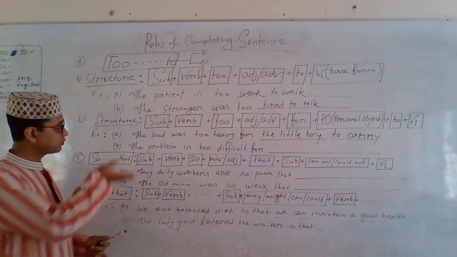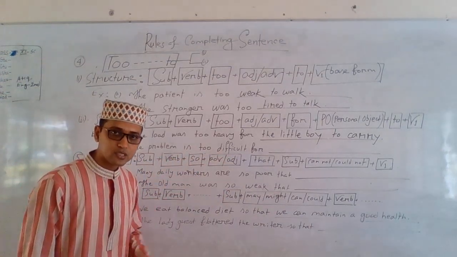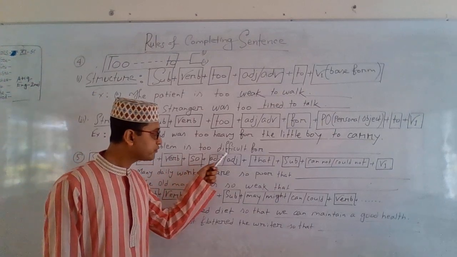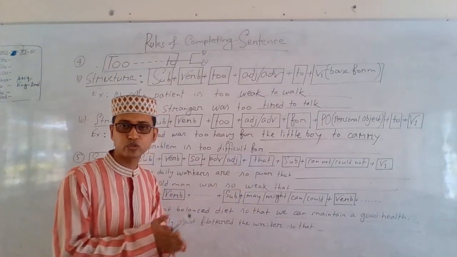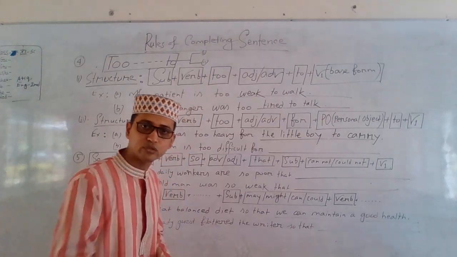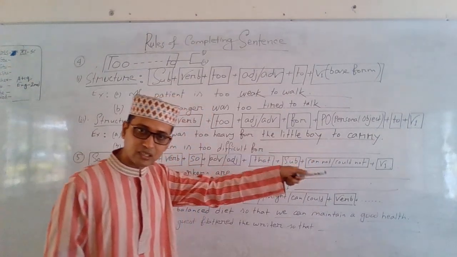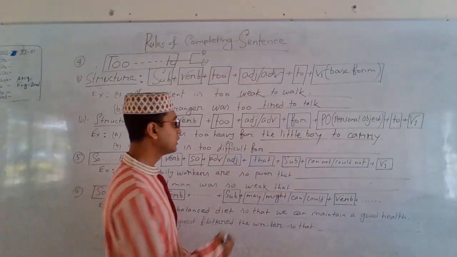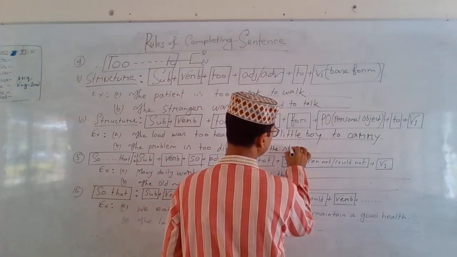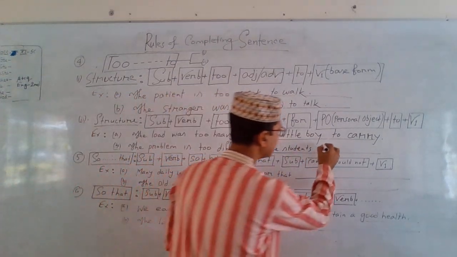Now let's concentrate on the second example. The problem is too difficult for students. The problem is the subject, then too difficult and for. Till there, the question is given in the question paper. As you are getting for, definitely you will have to think that you will have to use a personal object, and then the infinitive can be used. How is it? The problem is too difficult for the students to solve.